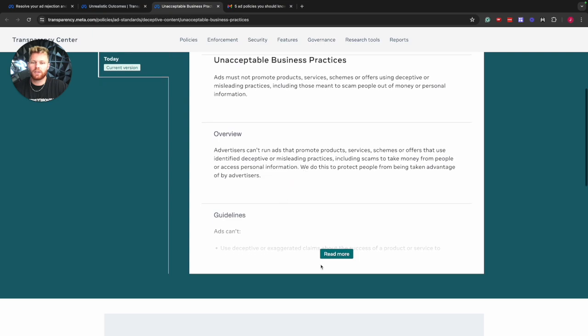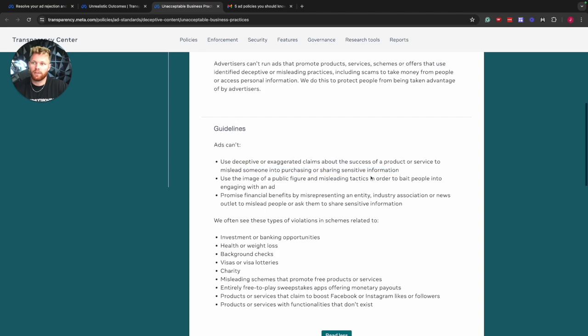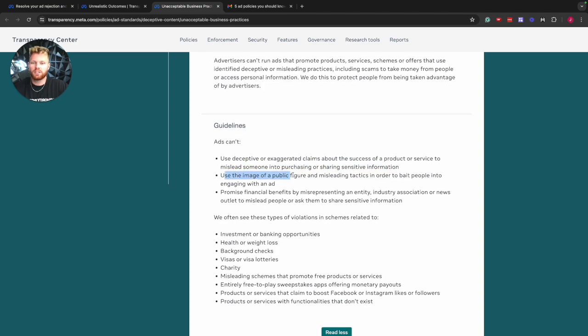So let's go into this a little bit more for you. Ads can't use deceptive or exaggerated claims about the success of a product or service to mislead someone into purchasing or sharing sensitive information. I think that goes without saying. Nor can they use the image of a public figure or misleading tactics in order to bait people into engaging with an ad.